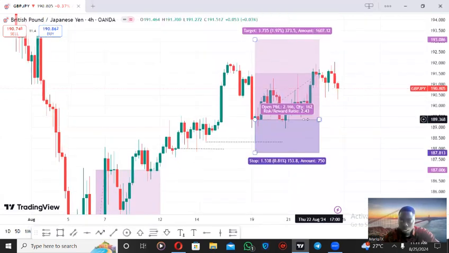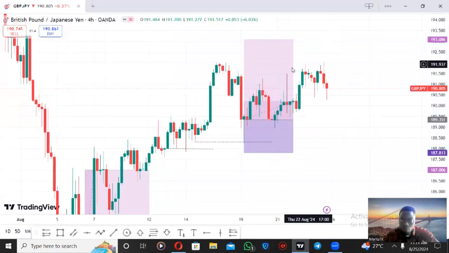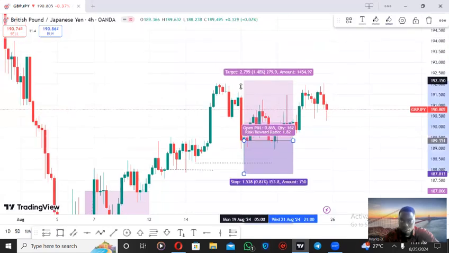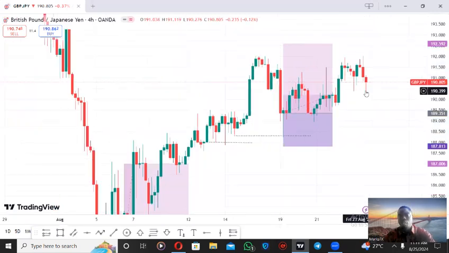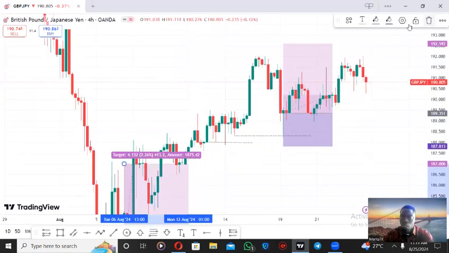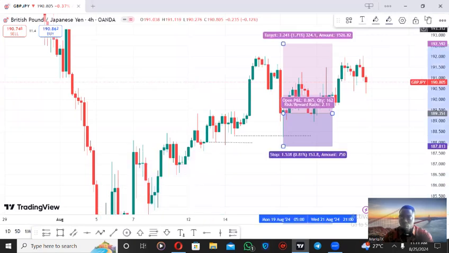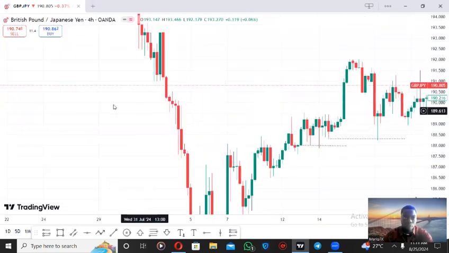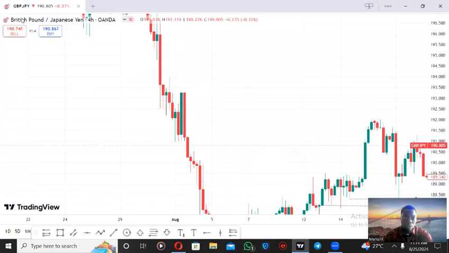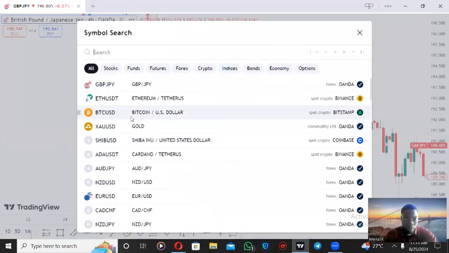Okay, and then I'm expecting this market to push up. I can target this high here. So I'm expecting this market to push to the upside. So let's go to another asset, and I'll show you.